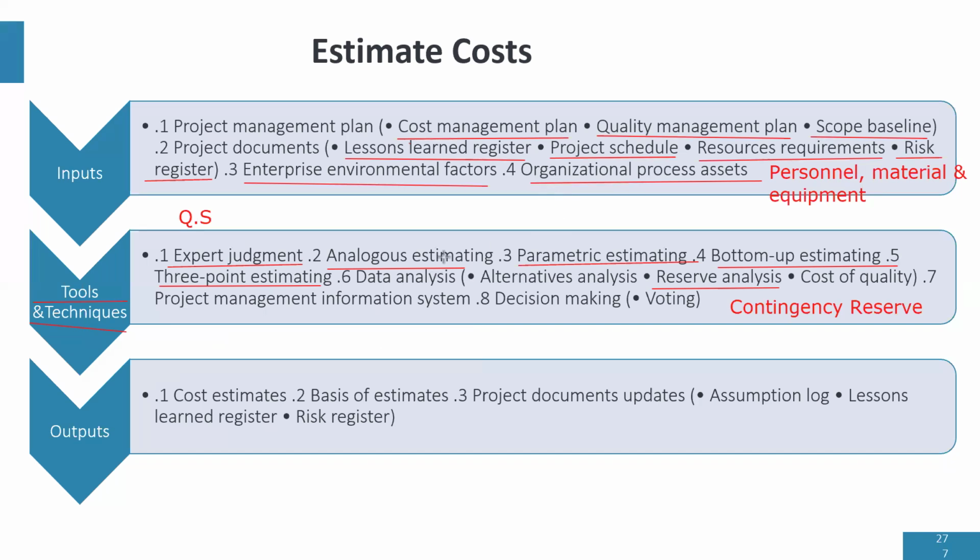Then, since we have many estimating methods, we can look at different alternatives of estimating to decide the best estimating method. Then we've talked about reserve analysis. This is where we factor the cost of risk and create a contingency reserve. We also have what we call cost of quality.